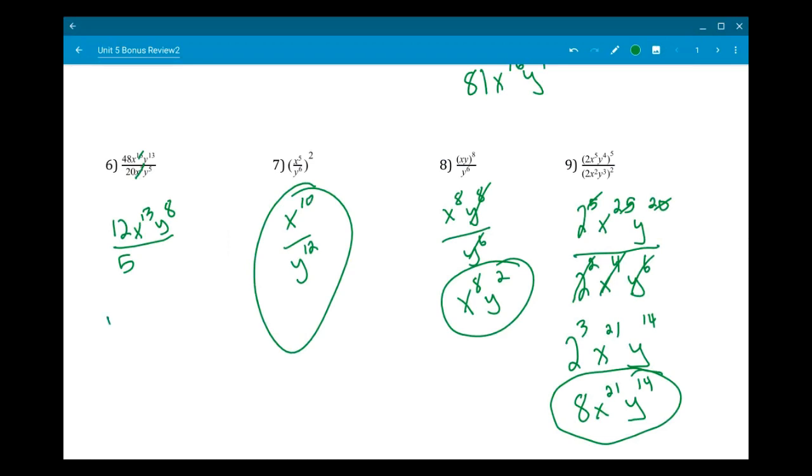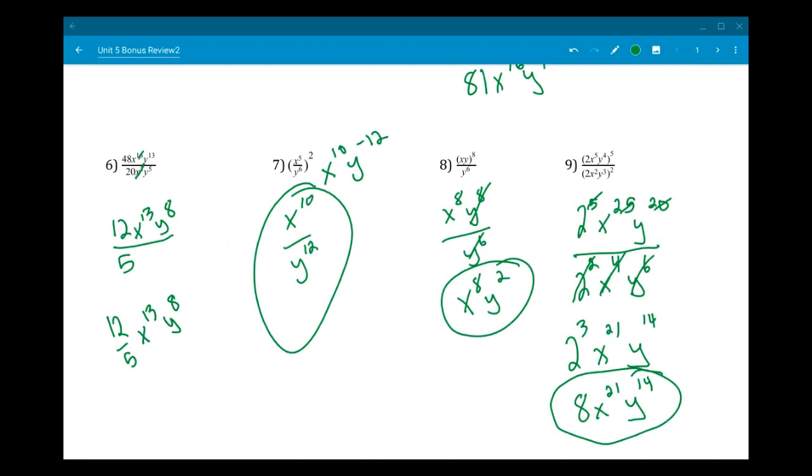However, you could have written it as 12 over 5 and then x to the 13th, y to the 8th. That would have all been okay. Number 7, we also needed a denominator. I suppose you could have written for that one x to the 10th, y to the negative 12th. For number 7, that would have totally worked out as well. But for the most part, I think the rest, the way I wrote them, was probably pretty much the way that you needed to go there. Okay.